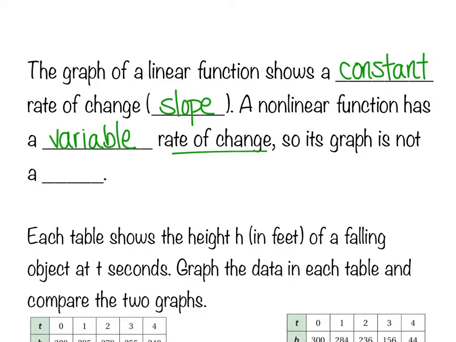Like in the last problem where it was increasing by 6, and then it was increasing by 10, and it was increasing by 14, then it was increasing by 18. It's constantly changing, which is what a variable rate of change will do. So its graph is not a line. If it's not a line, well, it must be some sort of curve or maybe 2 lines that come together.